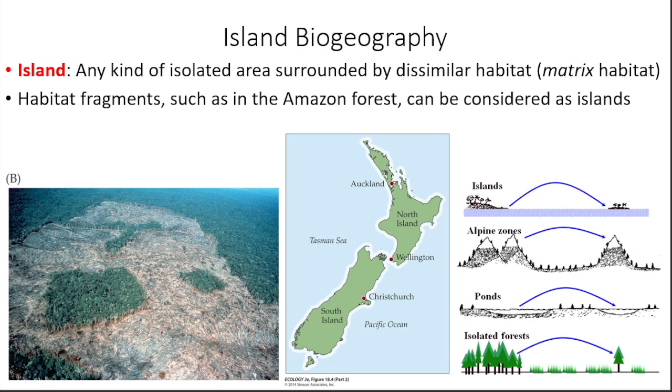So an island is any kind of isolated area surrounded by dissimilar habitat. It could be actual islands, the ones we think of. It can be alpine zones, so tops of mountains, or islands. You have pools or ponds. Those are considered islands. And you have isolated forests, as in the one in the image below.